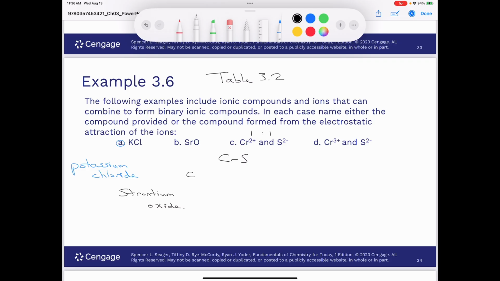And this is going to be chromium 2 sulfide. And the last one, to make a compound out of chromium 3 and a sulfide ion, keep in mind you want to cross the 3 and the 2, so you end up with Cr2S3. So this would be chromium 3 sulfide.